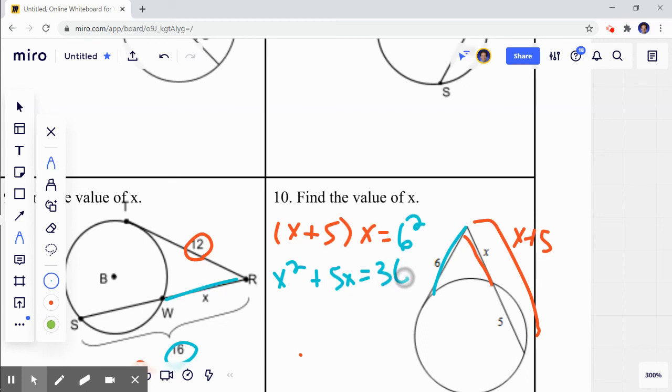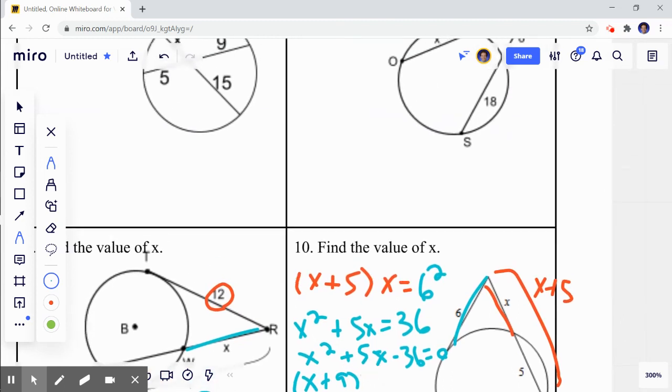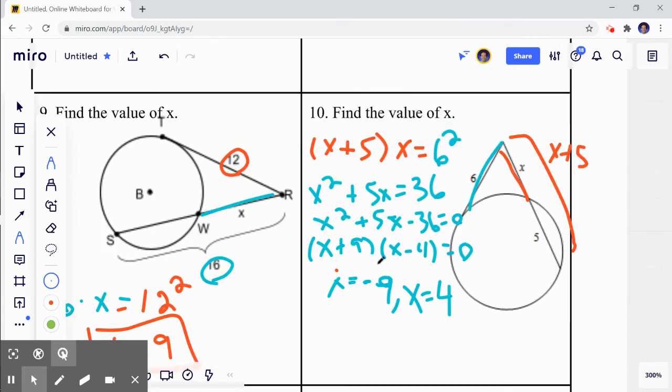So this is a quadratic equation, so we have to set this equal to 0 to solve. Minus 36 from both sides. We're looking for factors of negative 36 that add up to 5 to factor this. Those magical numbers are 9 and 4, where the 4 is negative, so it's plus 9 and minus 4. Let me write this out. These are the factors, x plus 9 and x minus 4. So the solutions would be negative 9 and positive 4. Based on the picture, the only one we accept as an answer is x equals 4. And that's it.